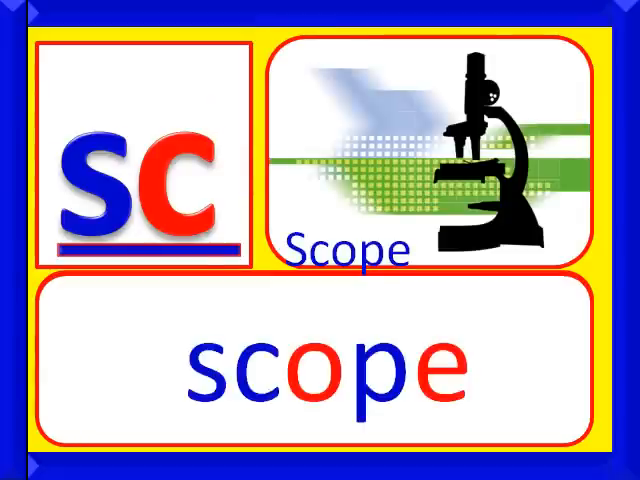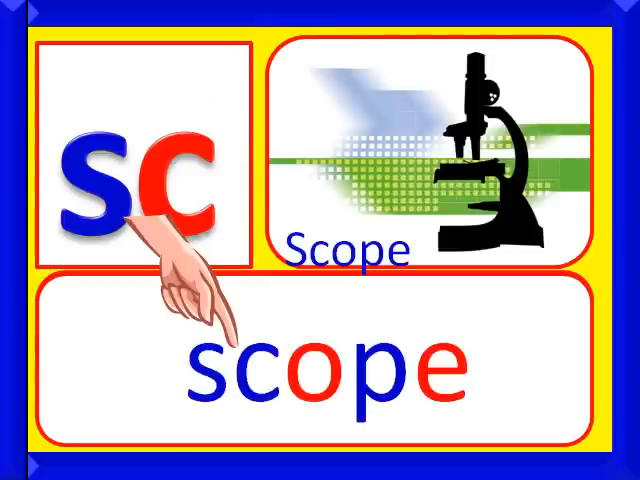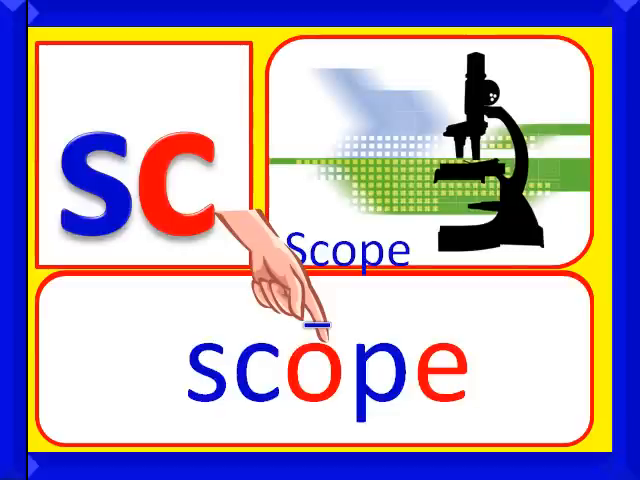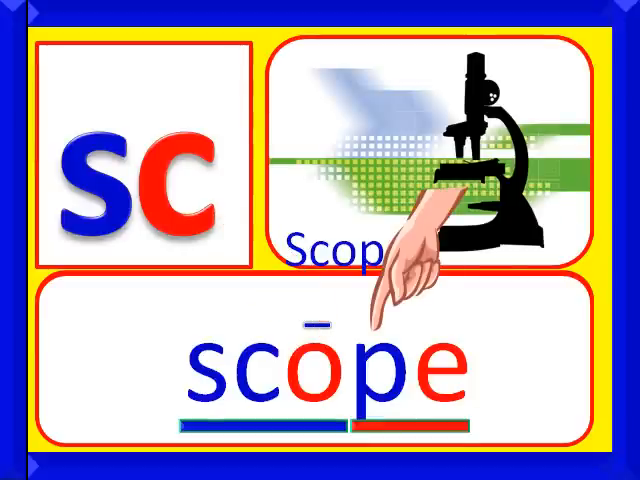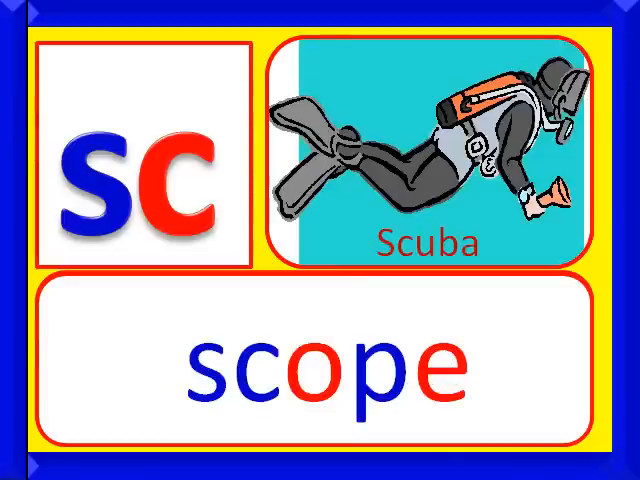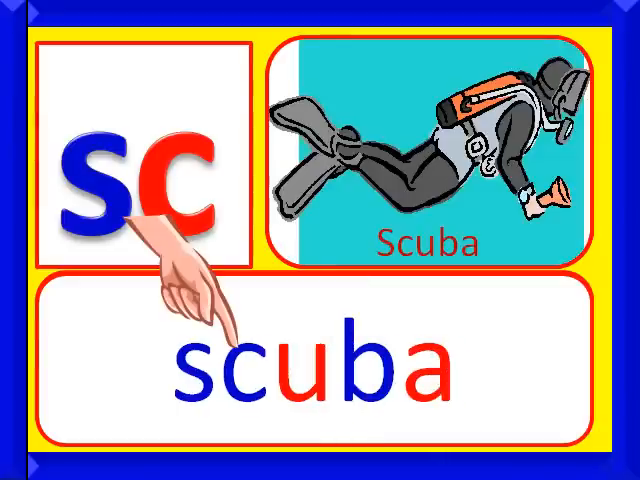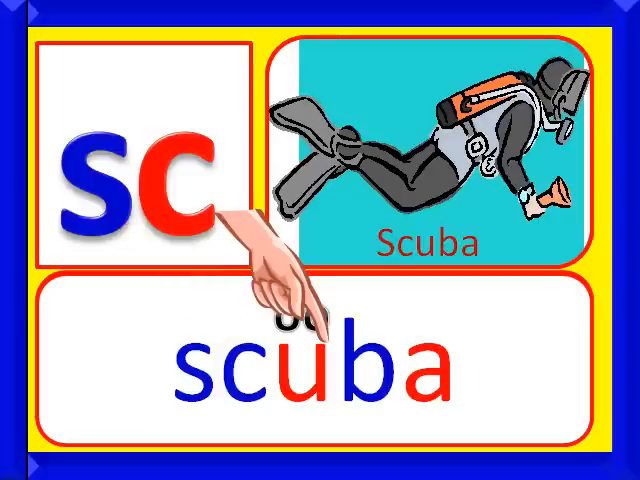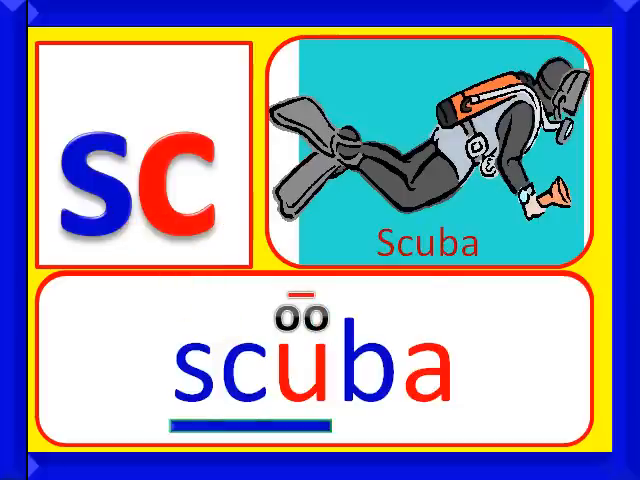Scope. Sk. Scope. E is silent. Scuba. Sk. Scoob. Ba. Scuba. E makes the a sound.